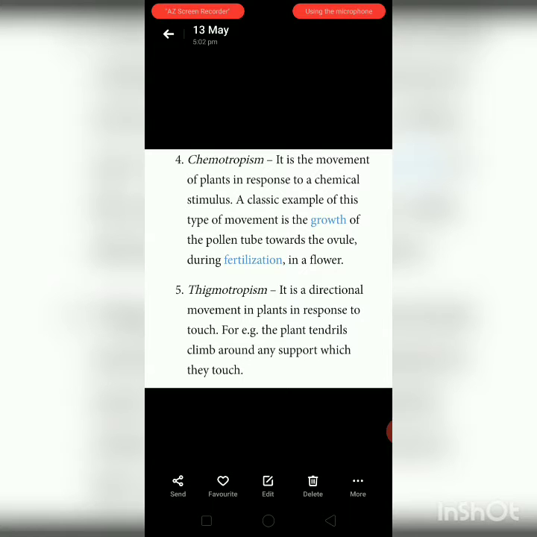Thigmotropism. It is a directional movement in plants in response to touch. For example, a plant's tendrils climb around any support which they touch. Maybe you have seen climbers; when they grow, they need a support. If you keep a stick there, their tendrils surround the stick and they grow. That is touch. Have you seen the touch-me-not plant? If you touch it, it responds by closing its leaves. This is called thigmotropism.